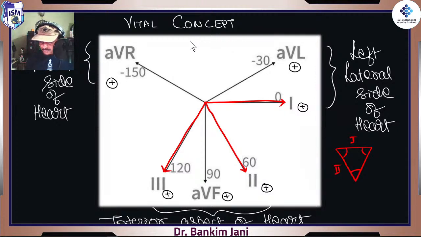This is 2. This one is 3. Right? So between 1 and 2. So here is 1. Here is 2. So in between this is what? 60 degrees. Perfect.